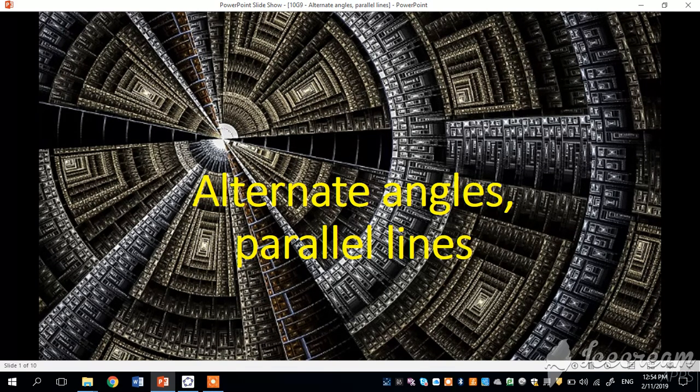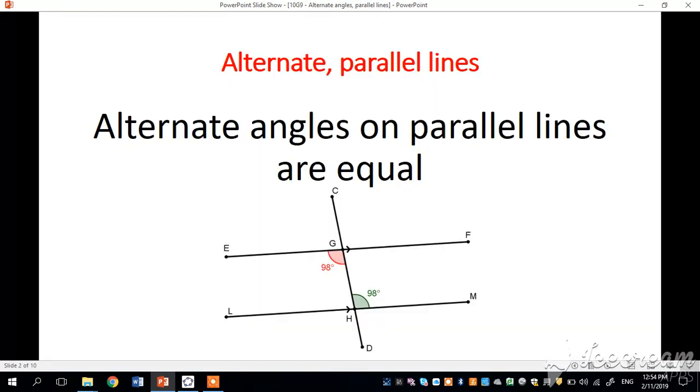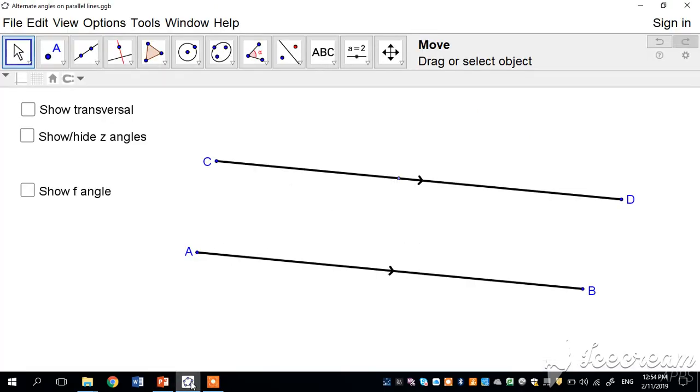We continue talking parallel lines and we turn our attention to another idea called alternate angles. Alternate angles on parallel lines. Right, now alternate angles on parallel lines are equal. That's the idea, the rule you need to learn. Let's show you what we mean by this.